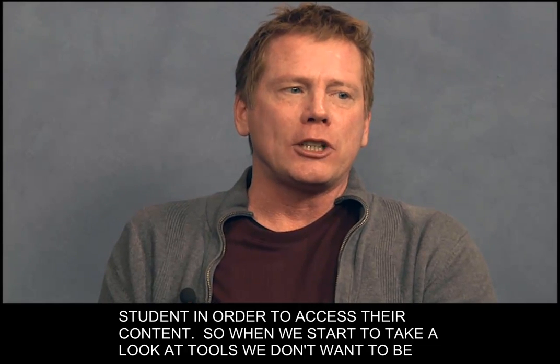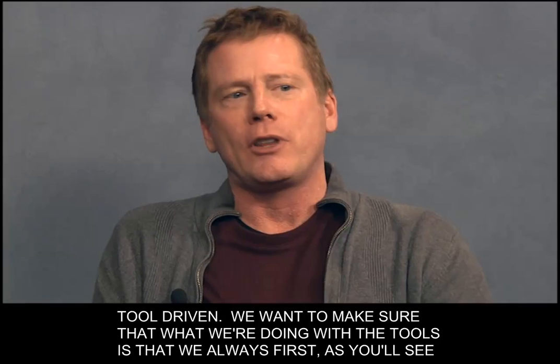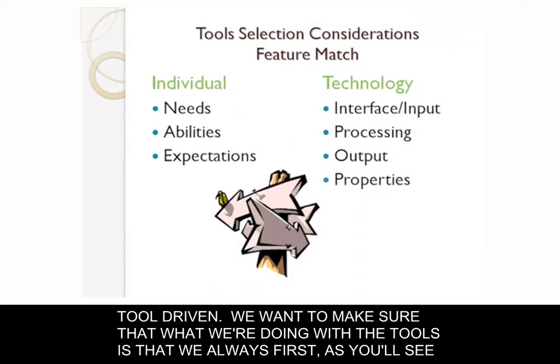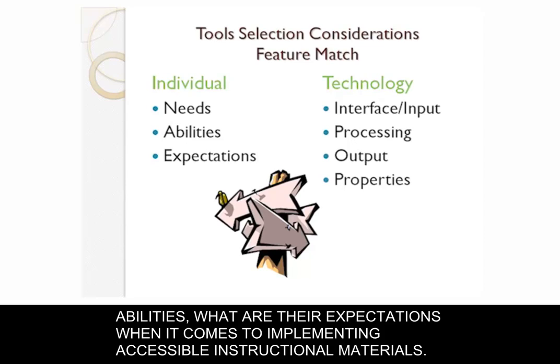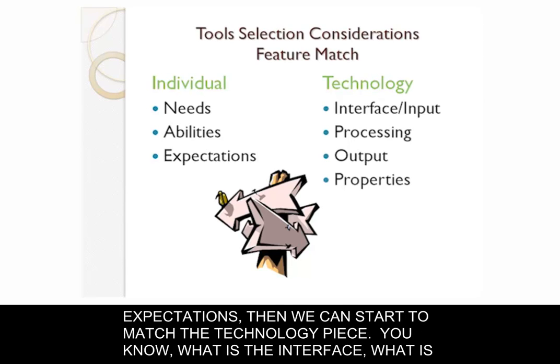So when we start to take a look at tools, we don't want to be tool driven. We want to make sure that we always first, as you'll see on the slide, consider the individuals: what are their needs, what are those tasks, what are their abilities, what are their expectations when it comes to implementing accessible instructional materials. From there, after we have done the consideration of their abilities, needs and expectations, then we can start to match the technology piece.